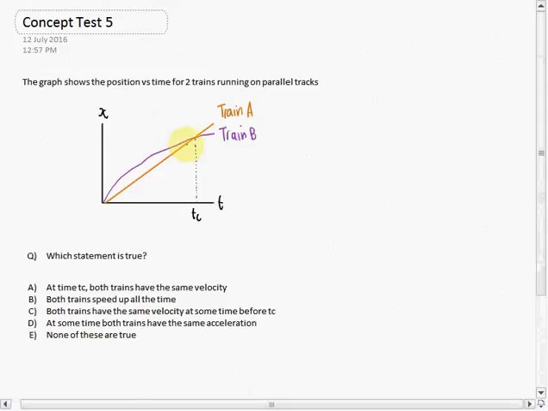Okay, here we have two trains. The graph shows the position versus time graph of two trains running on parallel tracks. Train A, which is a relatively straight line, and train B, which has the same kind of curved line. Which of the following statements is true?